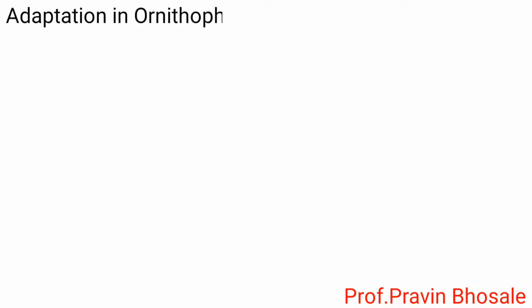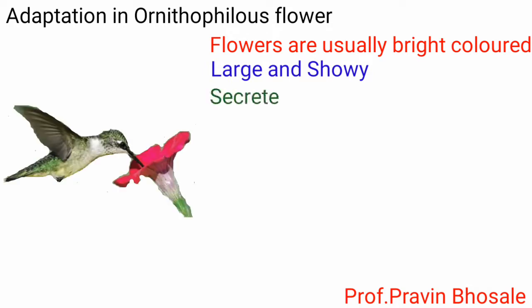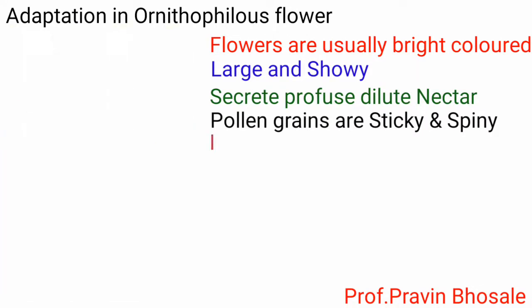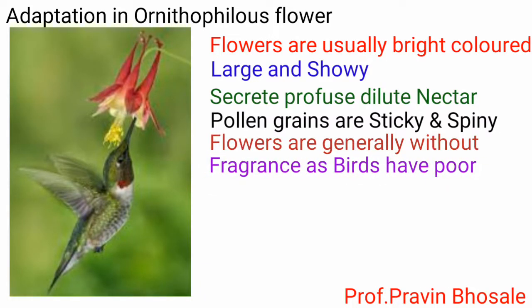Adaptation in Ornithophilous flower. Flowers are usually bright colored, large and showy. They secrete profuse dilute nectar. Pollen grains are sticky and spiny. Flowers are generally without fragrance as birds have a poor sense of smell.